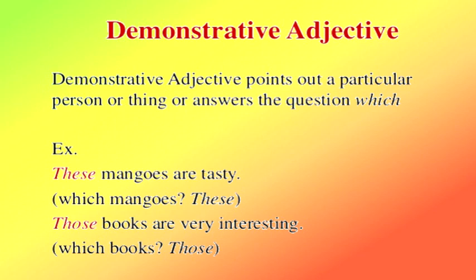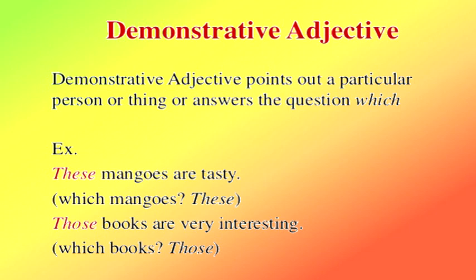Like these mangoes are tasty. So which mangoes? These. The word these here tells us about which kind of mangoes. That is why this is a demonstrative adjective. Similarly, those books are very interesting. Which books? Those.